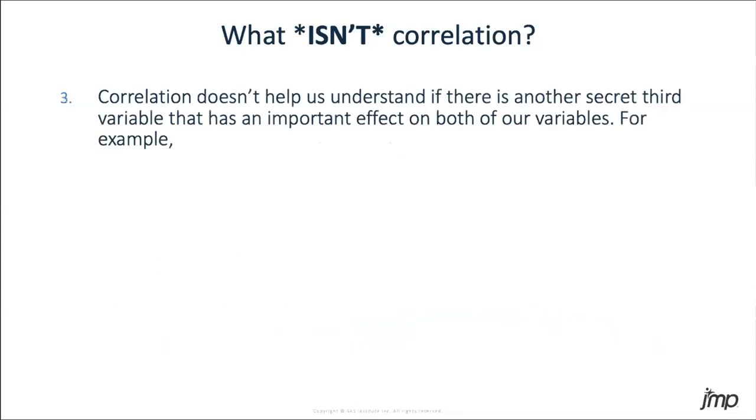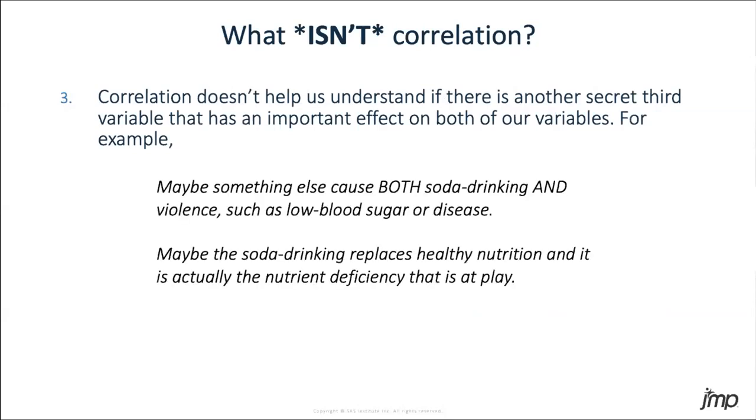Related to that, correlation is not causation. We might have other lurking variables, and that might be what's going on. So it's possible that something else is causing both the soda drinking behaviors and the violence. So the correlation doesn't actually tell us what the relationship truly is.